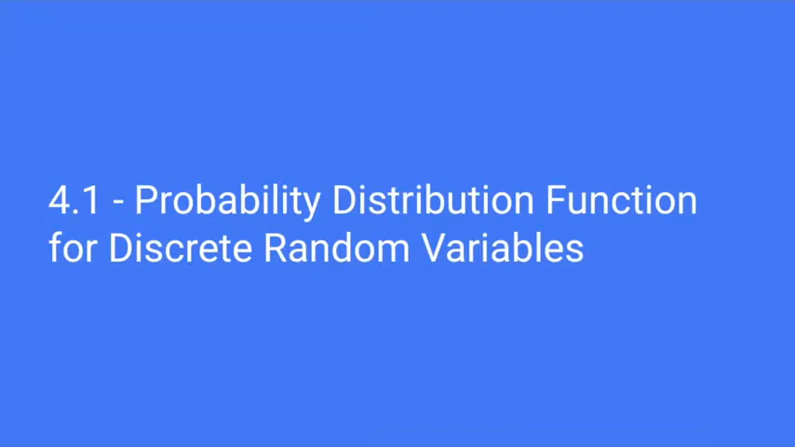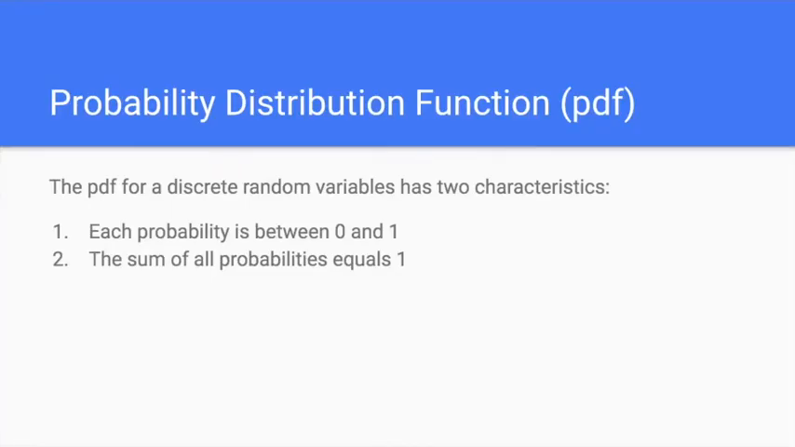So the first thing we're going to do in Chapter 4 is introduce the idea of a probability distribution function. This is often abbreviated PDF. Probability distribution functions for discrete variables typically look like tables. In the first column of the table, you'll have your random variables, and in the second column of the table, you'll have the probabilities.